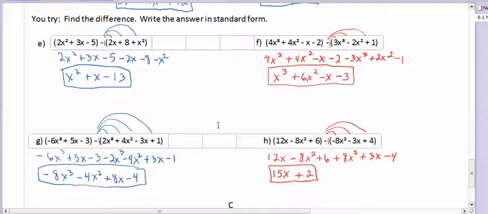If you have any questions, let me know in the morning, and we will be adding and subtracting polynomials in class.